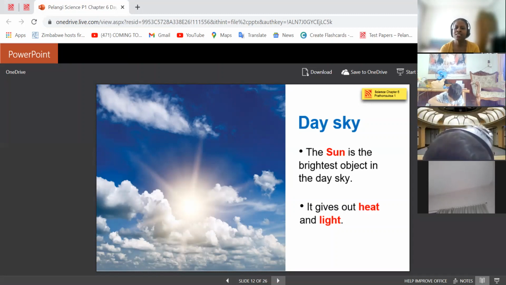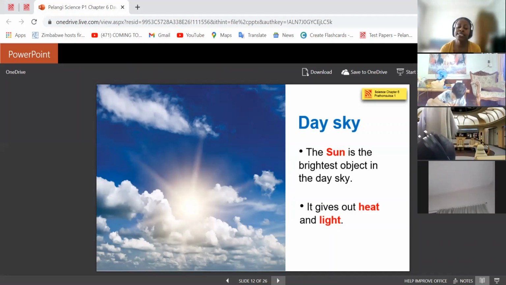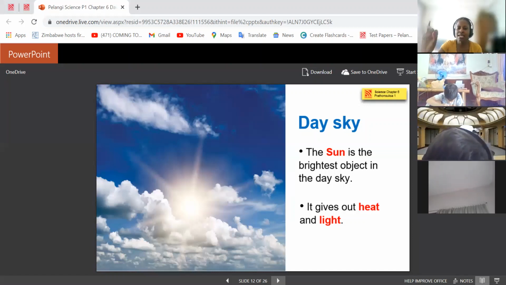Yes, the sun. What does the sun do? The sun gives out light and heat. It is the brightest object during the day. So the sun is the biggest and the brightest object in the day. It gives out heat and light. All right. So that is what we see on the day sky and on the sun.